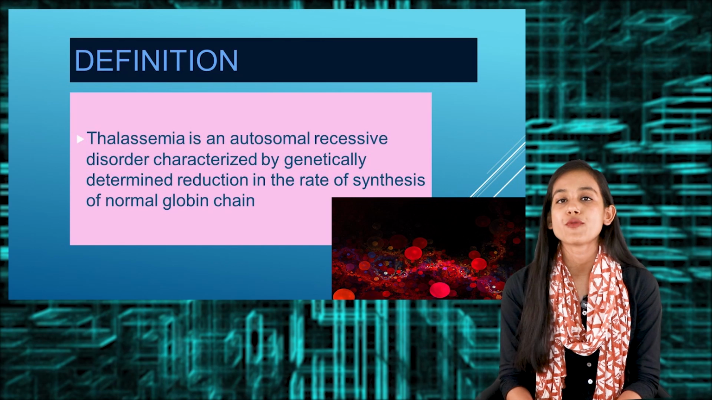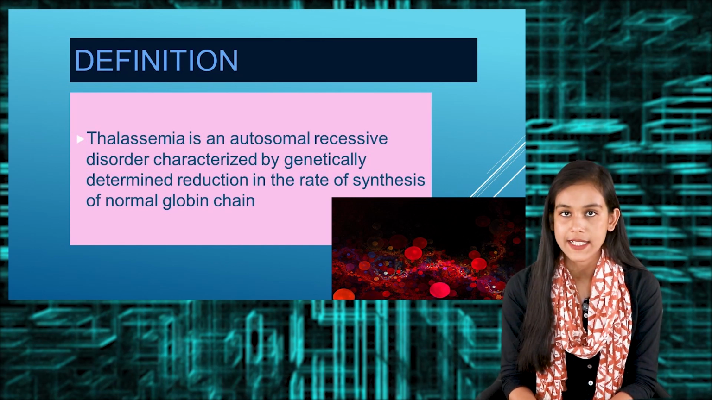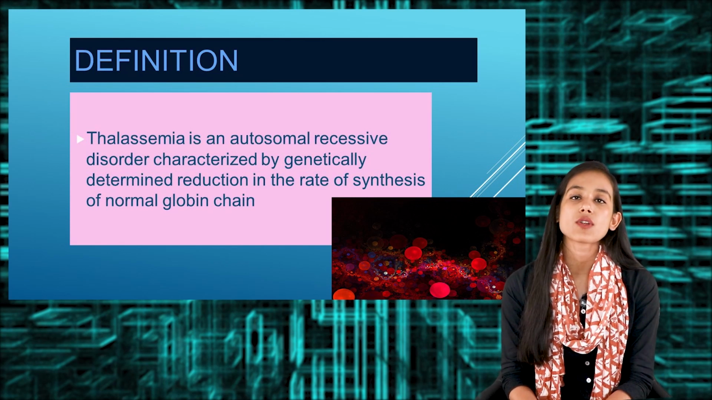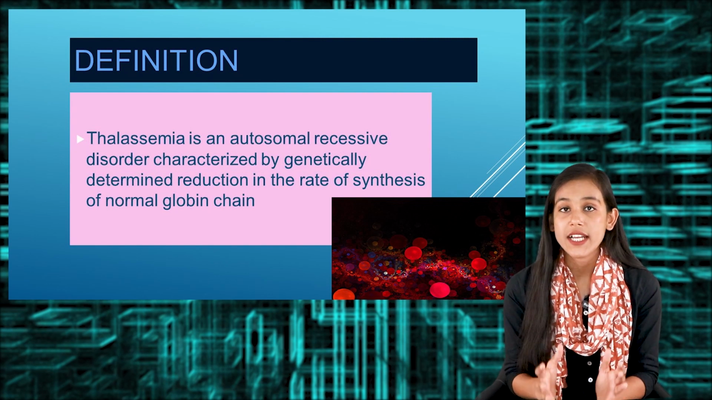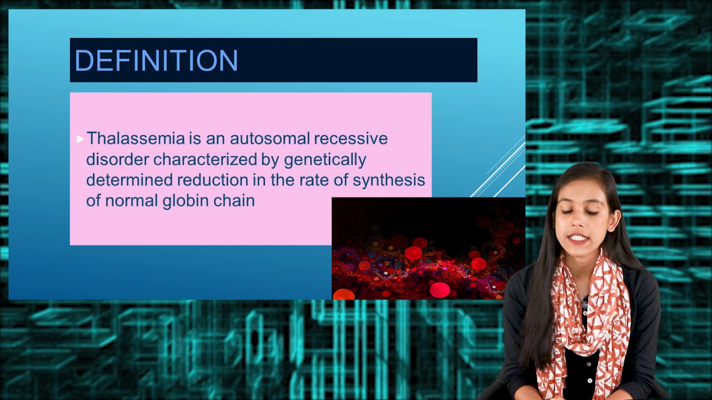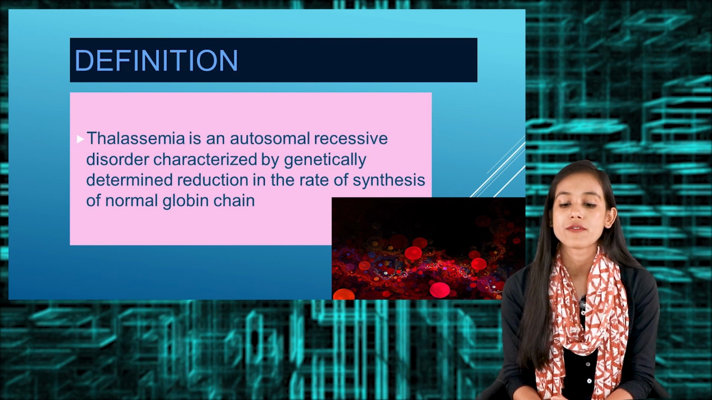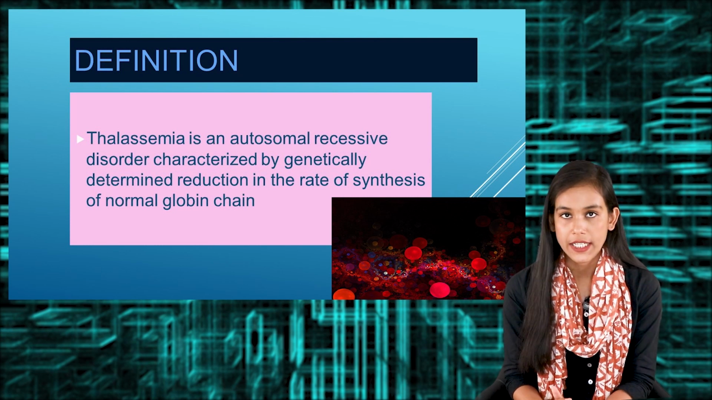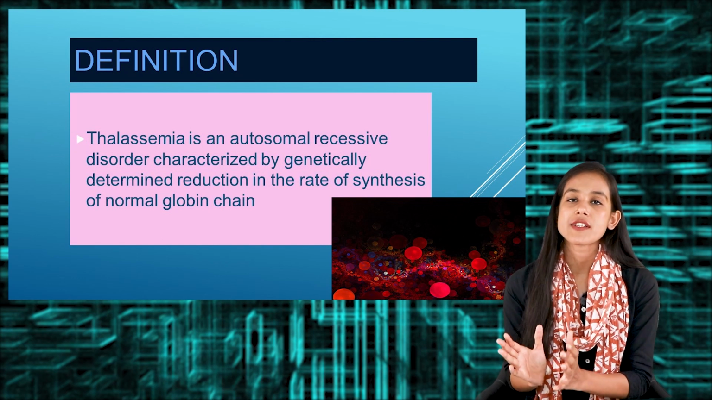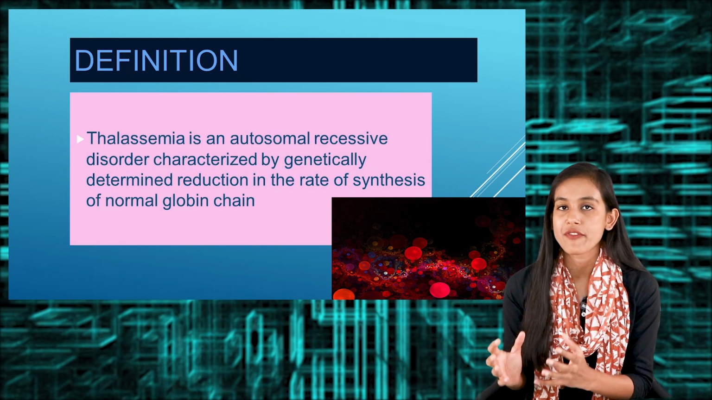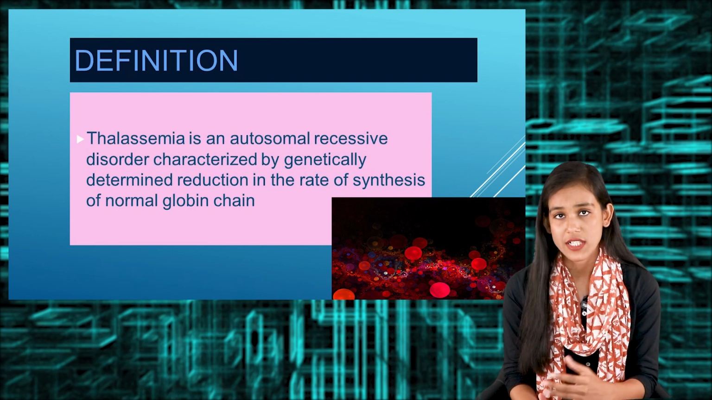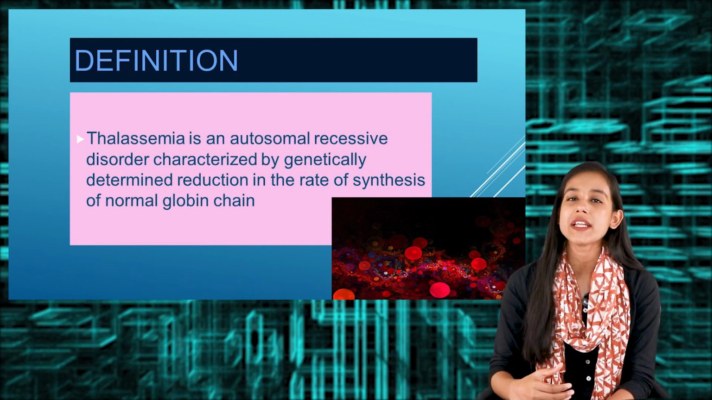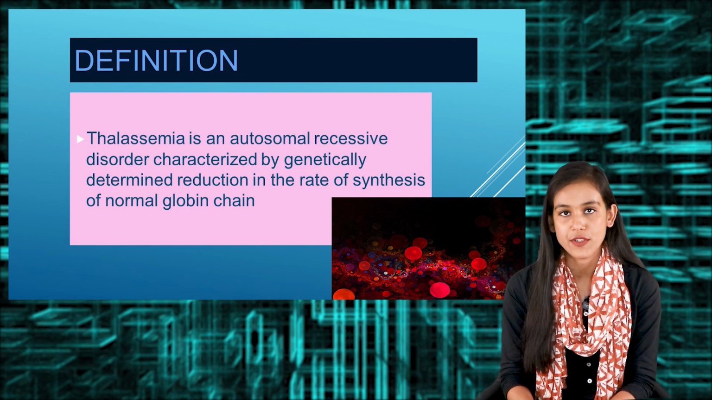So next, let us move on to the definition of thalassemia. Thalassemia is an autosomal recessive disorder characterized by genetically determined reduction in the rate of synthesis of normal globin chain. So here, let us first learn about the first part, that is saying thalassemia is an autosomal recessive disorder. Now, what do we mean by autosomal recessive disorder?